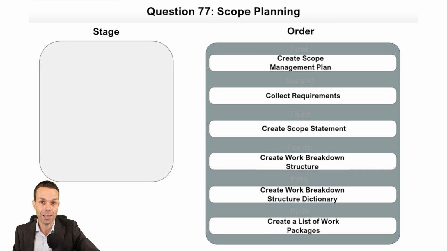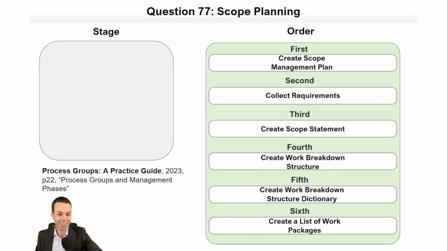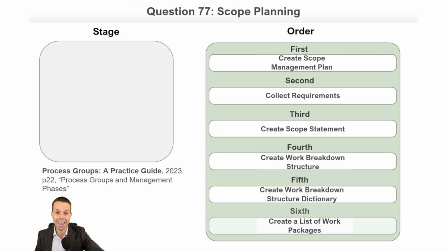And then at the end, we have that final list of work packages. And there it is. Excellent. Process groups and management phases under page 22 to look at that process. Very, very handy to have.